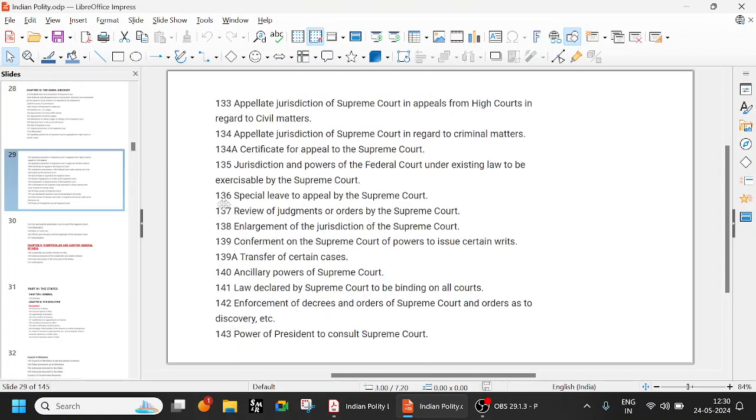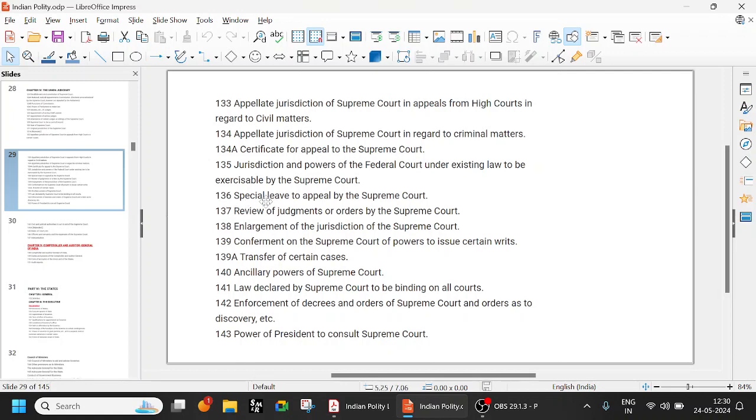We've seen this 136, right? Special leave to appeal by the Supreme Court. So 136 is very, very important. Whatever the case may be, anywhere, you can go to the Supreme Court by special leave. But this is a very expensive affair; not everyone can go. Next, 142 is enforcement of decrees and orders of the Supreme Court, and 143 is the power of the President to consult the Supreme Court. All these are very, very important. 142 is very important, 143 is very important.